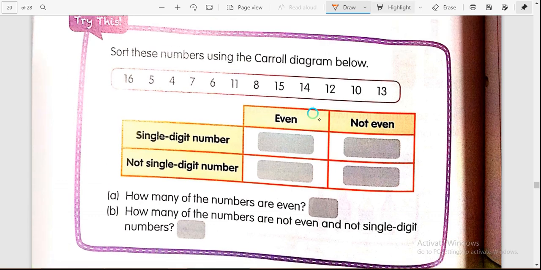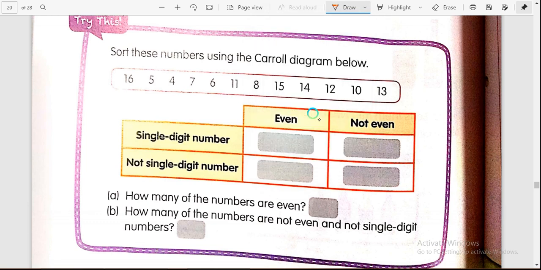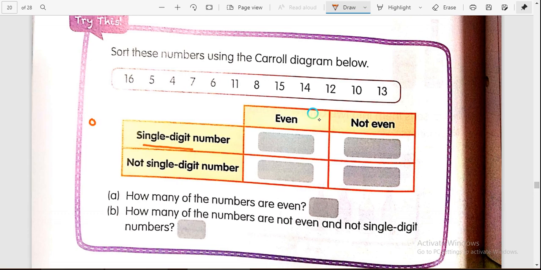Sort these numbers using the Carroll diagram below. Even, not even, single digit number, not single digit number. What is the meaning of single digit number? Single digit numbers are from 0 to 9, like 0, 1, 2, 3, 4, 5, 6, 7, 8, 9, because each is a number formed from 1 digit. Not single digit numbers are numbers from 10 and so on, okay?